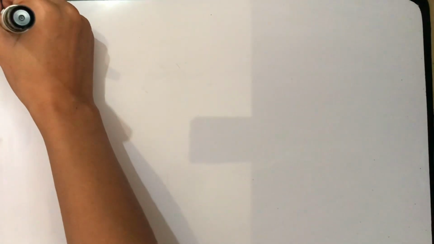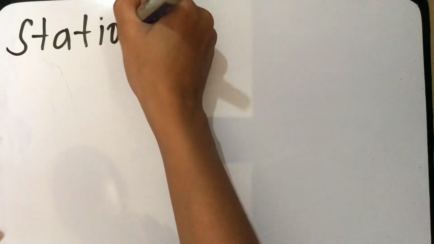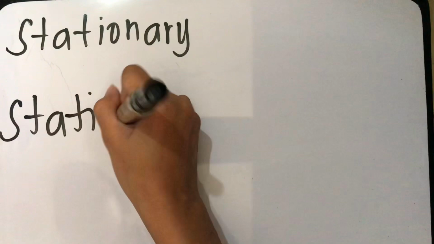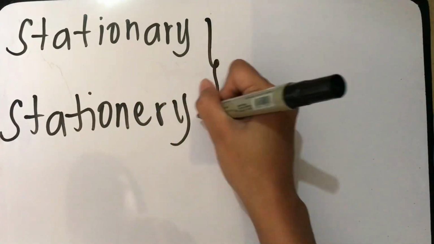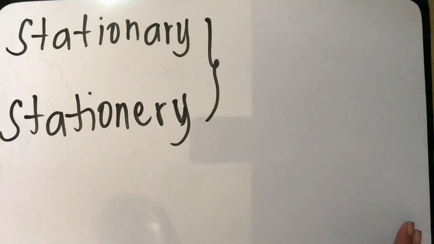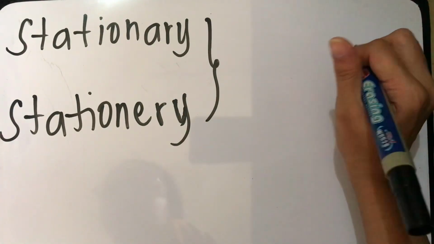Let's now go to the main topic, which is differentiating between stationary and stationery. In lesson 43, we have similar words. We have stationary and stationery. They have the same strokes or outline, but they are totally different. Those two are different things, but they have similar strokes or outline.